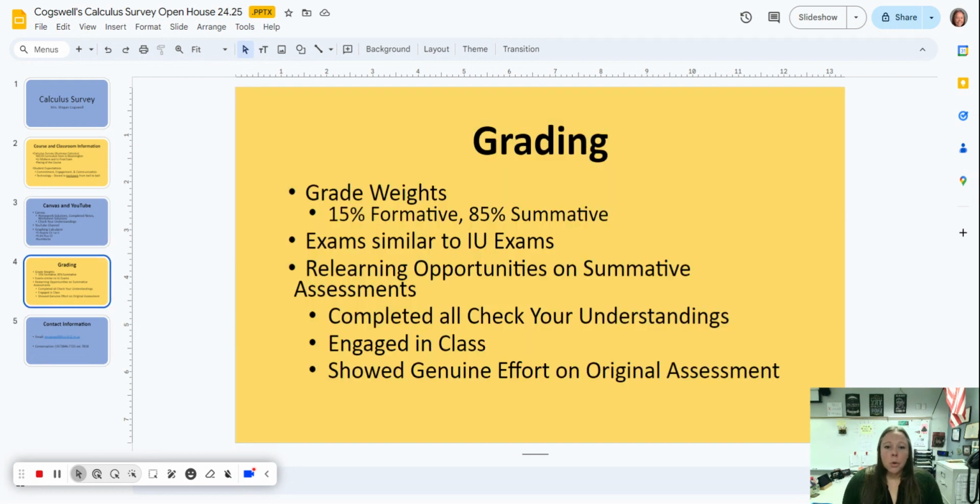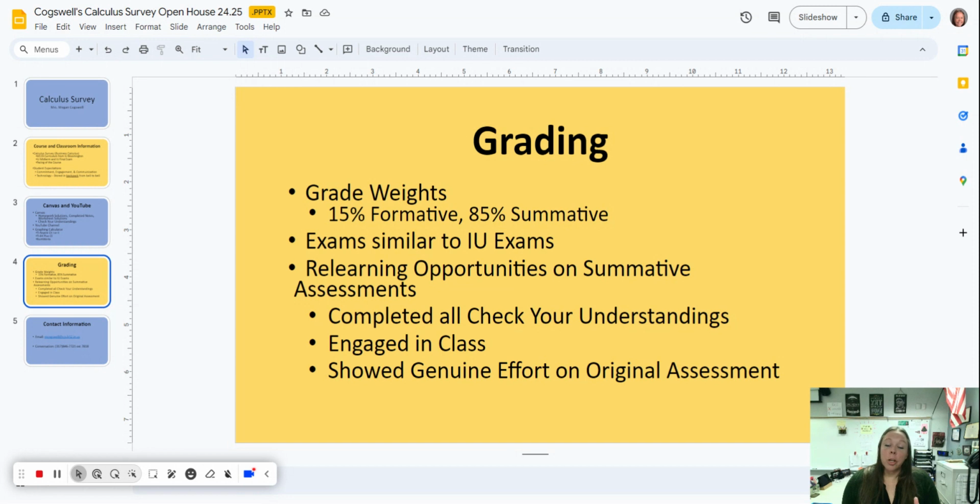So how we grade this course: 15% is formative and 85% is summative. Formative includes homework, any in-class assignments we do, those Check Your Understandings, and quizzes. We're going to put quizzes in the formative category, and that's what IU does as well. And it's kind of nice having the quizzes in the formative because it takes the pressure off and it makes the quizzes more about, wow, I'm still not quite grasping that before they get to the big test. So I think it'll be a good thing.